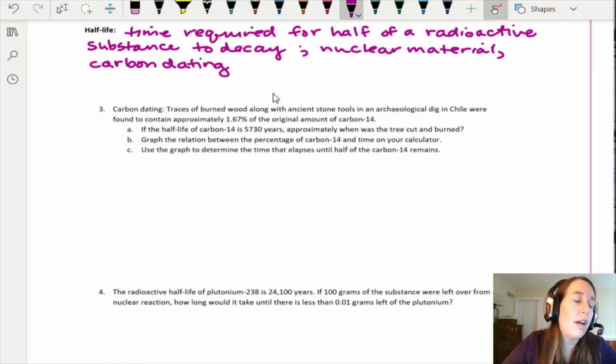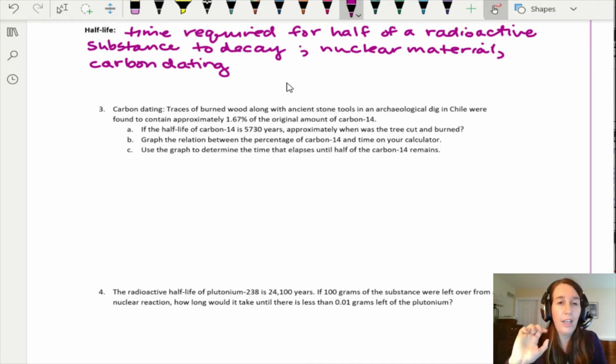So, in other words, for half-life, right? If you have 100 grams of a substance and the half-life is 50 years, then in 50 years, when you look at the substance, you will have 50 grams because half of it will have decayed away. In another 50 years, you will then have 25 grams of the substance. And in another 50 years, you'll have half of that, 12.5 grams.